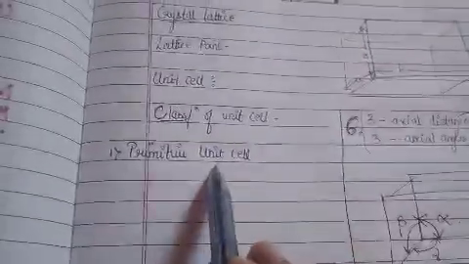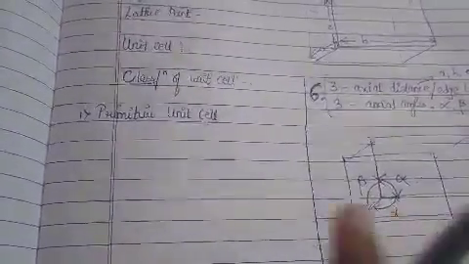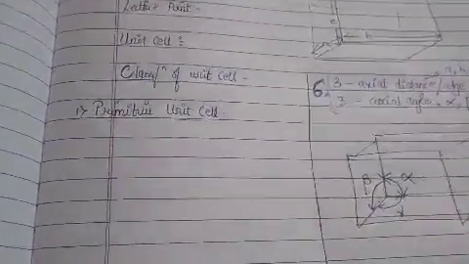Okay guys, you have to just remember that in a primitive unit cell, of course we have come to know what you mean by a unit cell. Now we are going to say how the lattice points are arranged in a primitive unit cell. You have to remember that in a primitive unit cell only the particles are arranged at the corner positions of your unit cell.